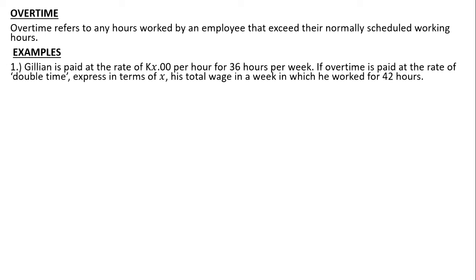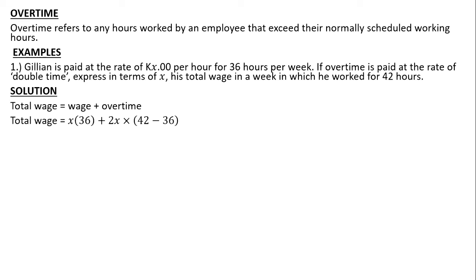So his normal wage was X times 36. His overtime was 42 minus 36 times 2 times X. So we are going to say total wage is equal to wage plus overtime. His wage was 36 times X plus his overtime was, since it was double time, you multiply 2 times X. The number of hours for his overtime were 42 minus 36, which is going to give us a 6.